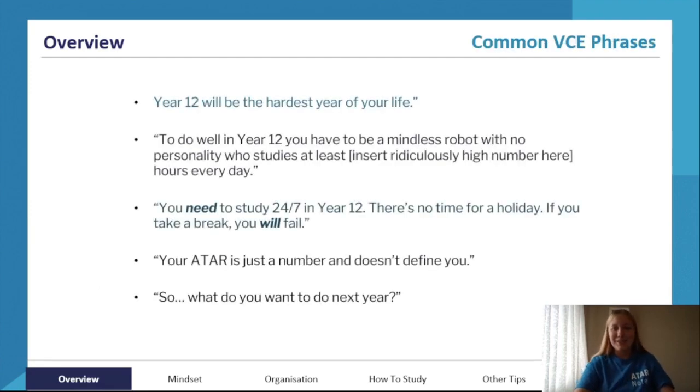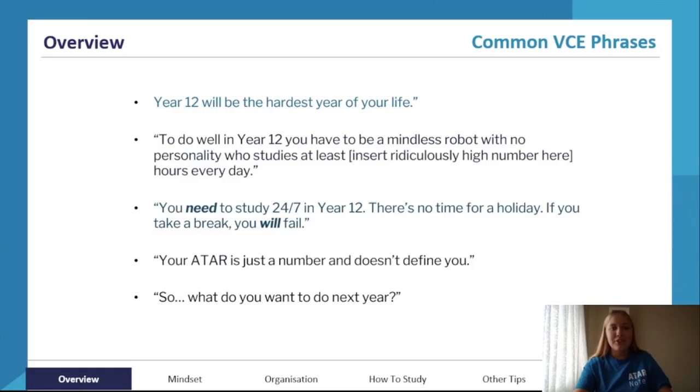So, the first thing that we'll have a look at is some common VCE phrases. These are some things that you might have heard people say before, and we really want to address these. So, the first one is: year 12 will be the hardest year of your life. What do you think about that?